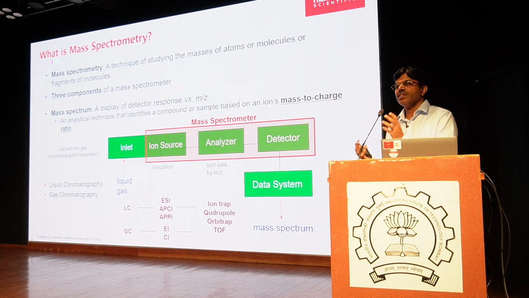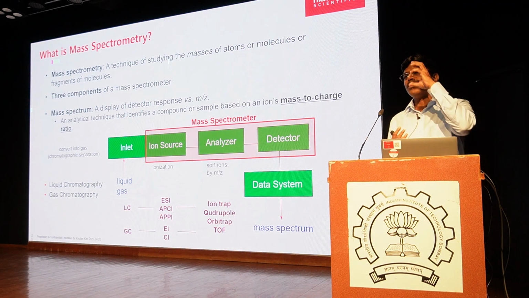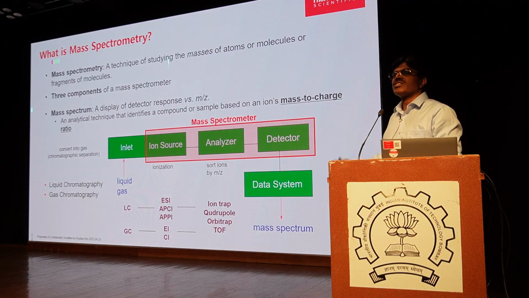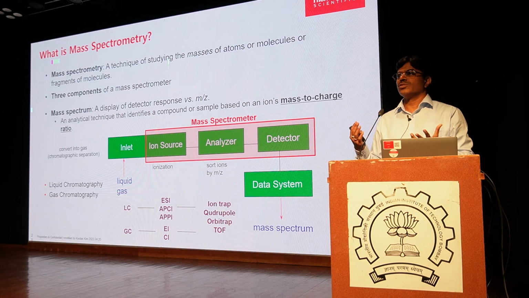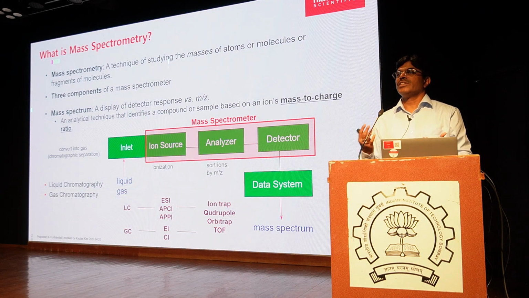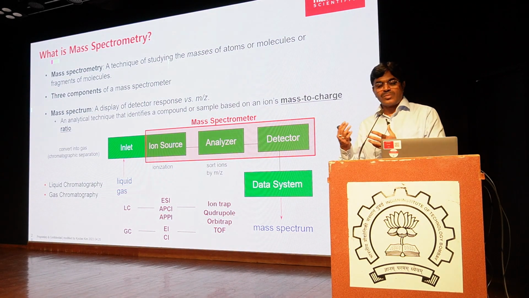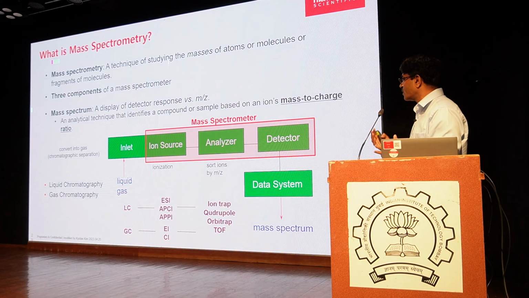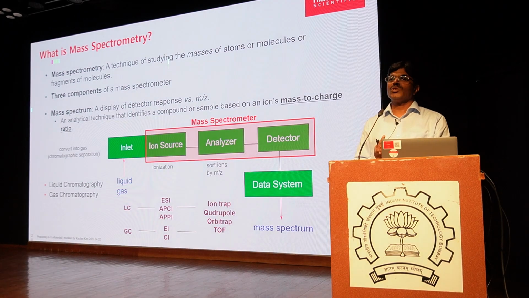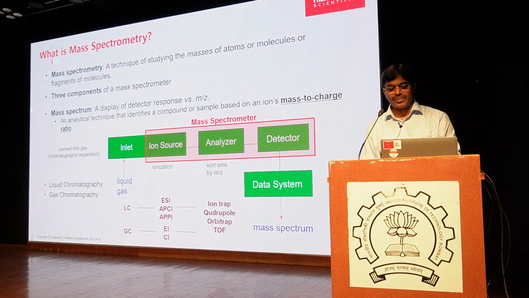In case of GC-HRMS, EI, that is electron impact, we bombard these molecules with electrons to create ions. And the analyzers are of different types. The most commonly used analyzers are quadrupole. Most of you must have heard about quadrupole-based instruments, single quadrupole, triple quadrupole, and then you must also have heard about time of flight. Orbitrap is a technology patented by Thermo Fisher, which is a high resolution technique. So we are going to talk about high resolution mass spectrometry.